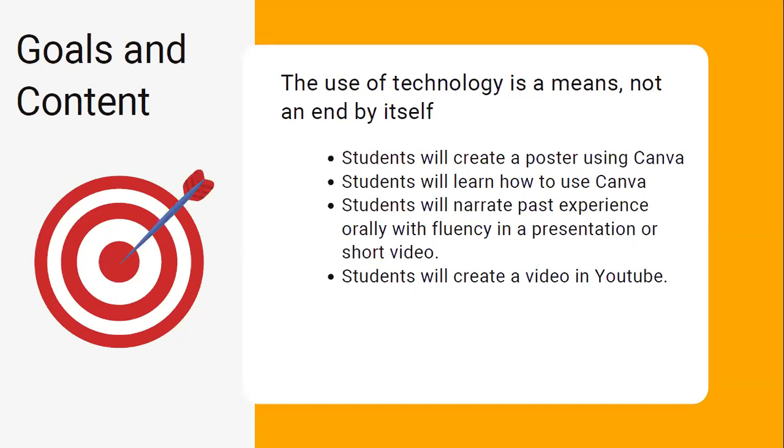And the last one, students will create a video in YouTube. The second and the fourth place the technology as the end. I mean, the goal is using the technology. The technology, of course, is important, but it should not be the end by itself, but just a means to that end. So the first and the third are the best examples of these principles, because students will be creating something, will be using the language, will be using their ideas with some means, with some technology.